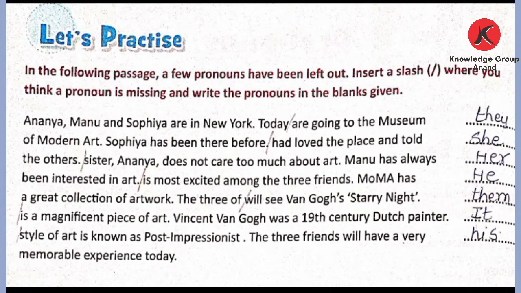Now let's go through the exercise on page number 40. In the following passage, a few pronouns have been left out. Insert a slash where you think a pronoun is missing and write the pronoun in the blanks given. Ananya, Manu and Sophia are in New York. Today are going to the Museum of Modern Art. Sophia has been there before.